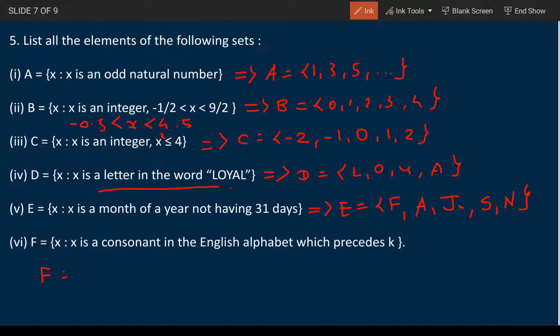Last question, we have x. x is a consonant in the English alphabet which precedes K. If we have a vowel, we don't write it here. We only have to write the consonants. So A is also a vowel. So we don't write A. B, C, D, also a vowel E, F, G, H, I also a vowel. So we don't write I, and then J.